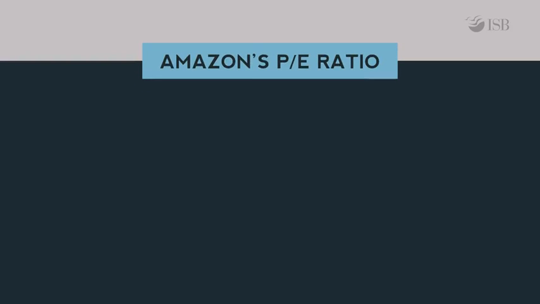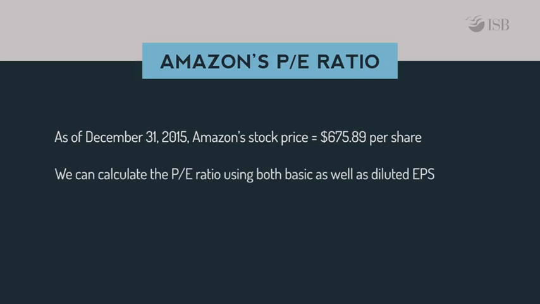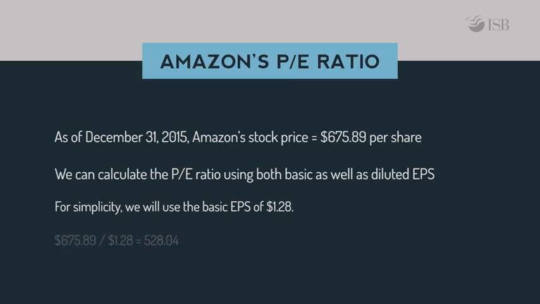For this, we need Amazon's stock price as of December 2015. We get these prices from Yahoo Finance. As of December 31st, 2015, Amazon's stock price was $675.89. We can calculate the PE ratio using both basic as well as diluted EPS. For simplicity, we will use the basic EPS of $1.28. Dividing the share price of $675.89 by the EPS of $1.28 gives a PE ratio of 528.04.